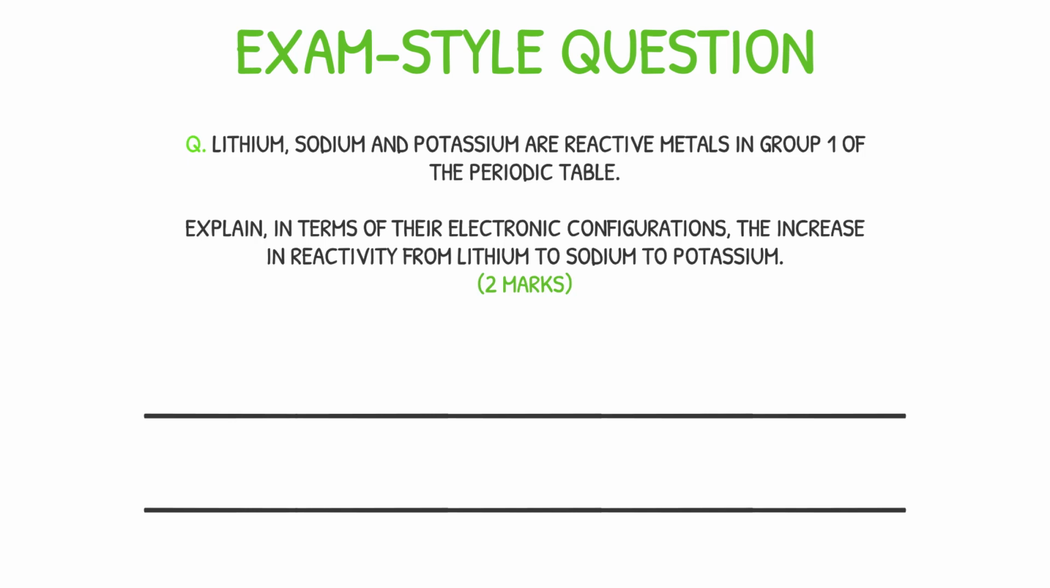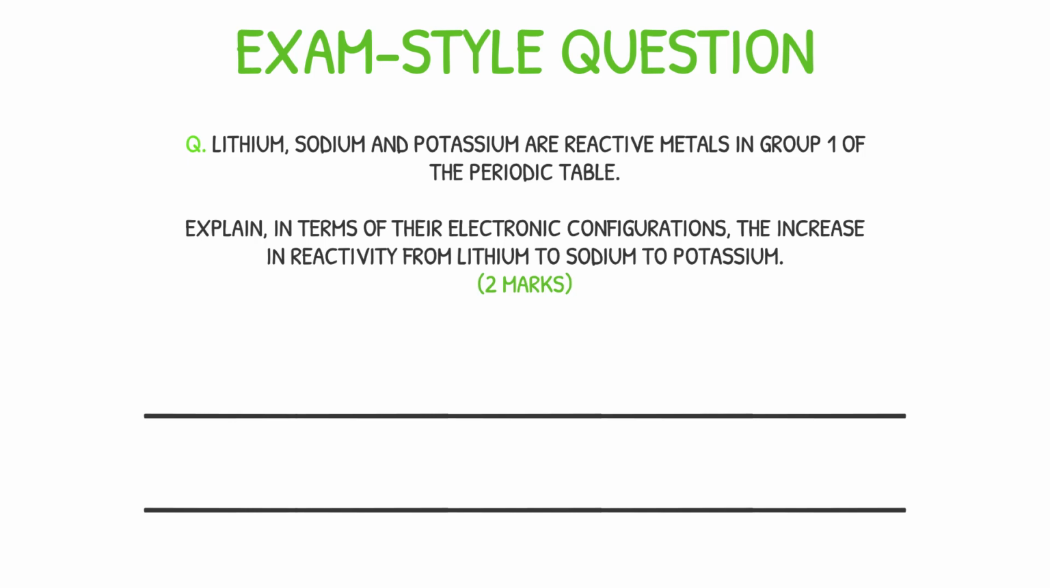Lithium, sodium and potassium are reactive metals in group 1 of the periodic table. Explain, in terms of their electronic configurations, the increase in reactivity from lithium to sodium to potassium. As always, the question has provided us with a plethora of information that we can use when writing our answer. To begin with, we have been informed that all the named elements are located in group 1 of the periodic table, therefore telling us they all have one electron in their outermost shell that must be lost when they are reacting with other elements.